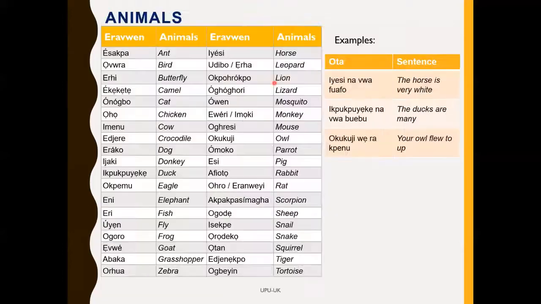So let's move on to the next one, which is all about animals. In this example, what we want you to learn, you can see on the screen a number of animals and what they are called in Urhobo. So obviously you need to take your time, refer to your workbook that you've got on the screen, and try to practice them. We will very quickly run through the animals. You can see the English there, so I won't say the English, I will just say the Urhobo.